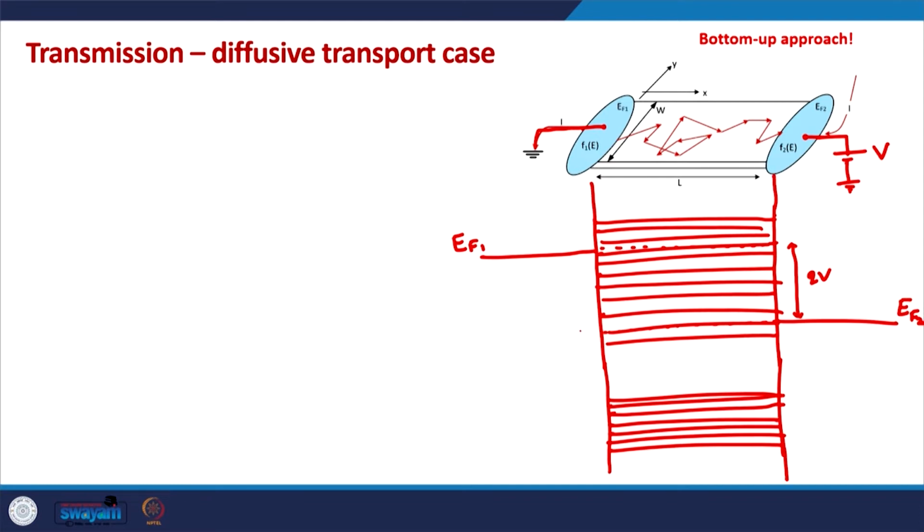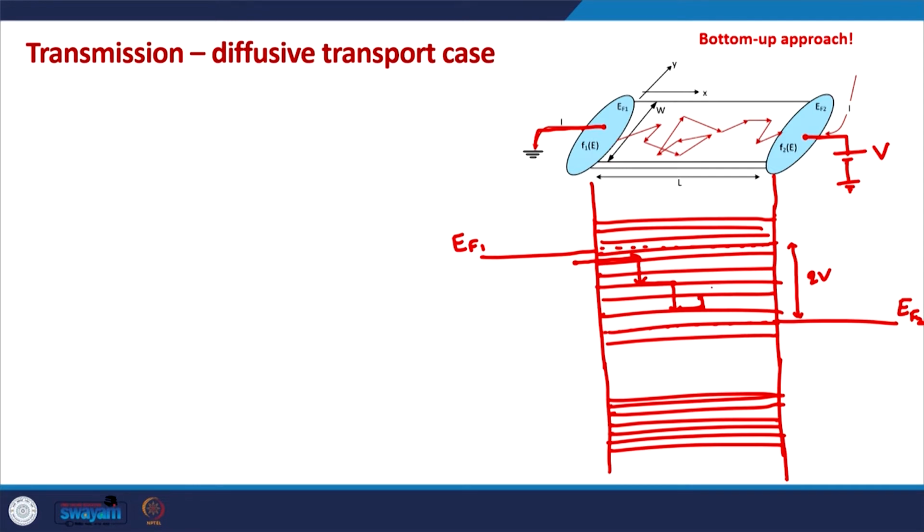So, this might be a typical situation that we would have in a practical device. In the case of diffusive transport, the electron may be sitting here in the source side, it might collide with something else and lose some of its energy, and it might go down to this level. So, it might again travel forward, may lose energy, may go down.